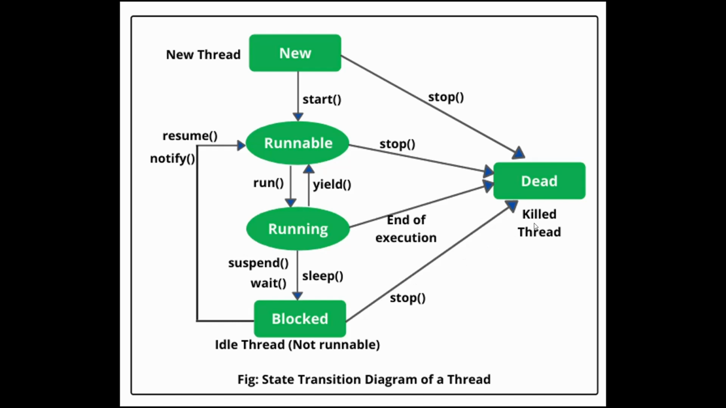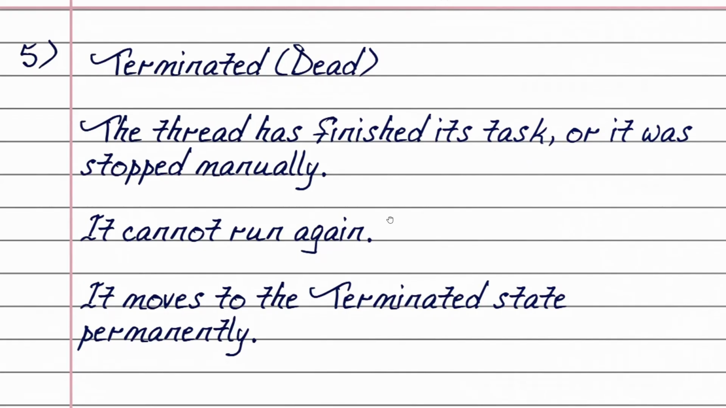Let's discuss the terminate stage now. To terminate the thread, we use the stop method. As you can see, from the new, runnable, running, and blocked stages, we can directly go to the dead stage, that is nothing but the terminated stage, by using the stop method. A thread has finished its task or it was stopped manually. After the thread's task has been finished, it goes to the dead state or the terminated stage.